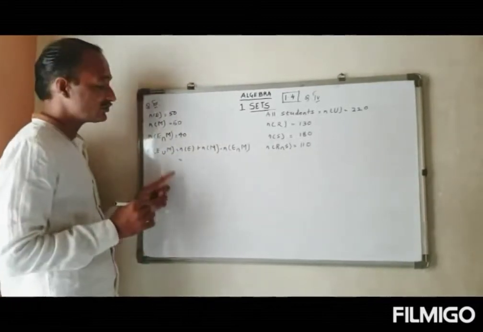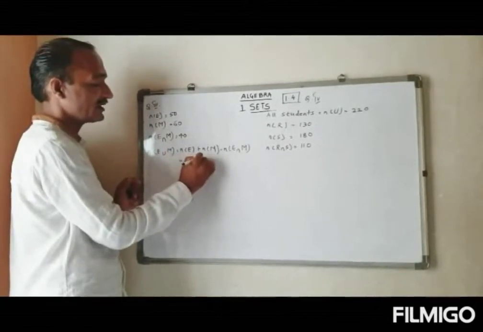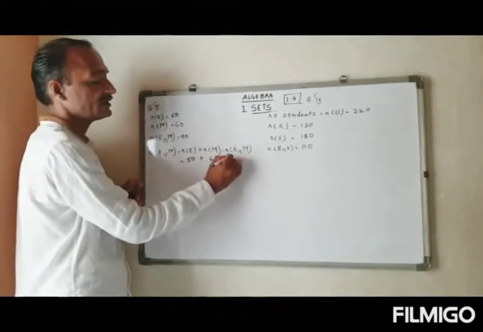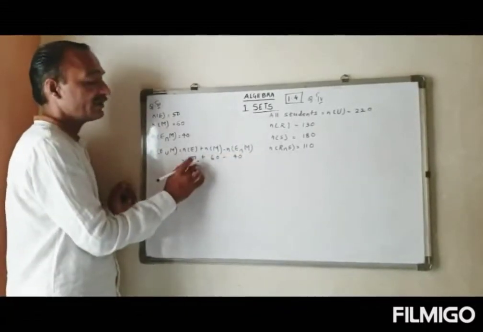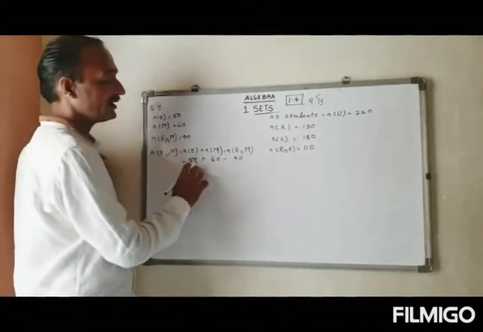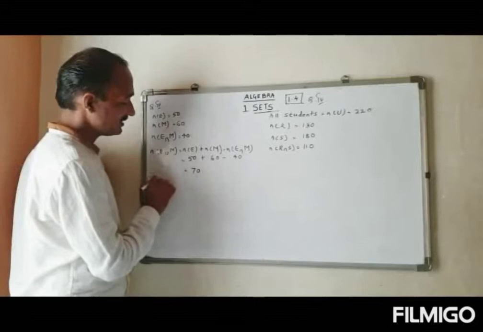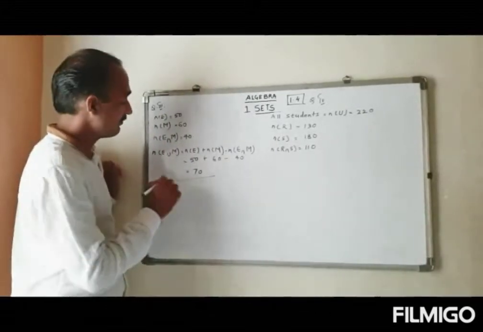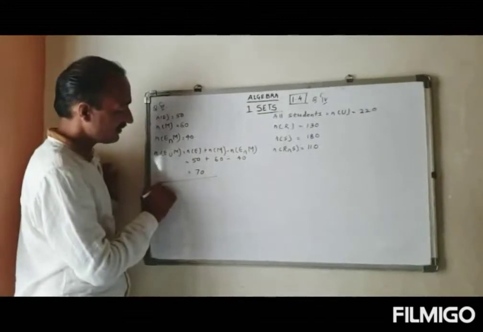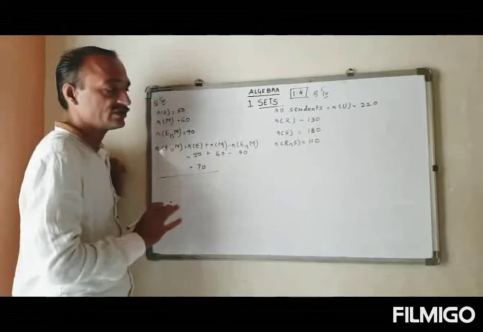So the number of students who passed in English is 50. Just substitute the values step by step. 50 plus 60 minus 40, the number of students who passed in both. 50 plus 60 is 110. 110 minus 40 is 70. So 70 is the number of students who passed in either English or maths. That is your final answer. That passed either in English or in maths in total.